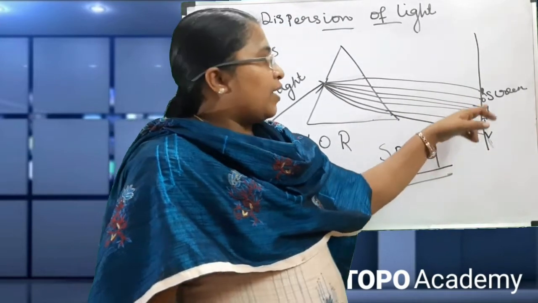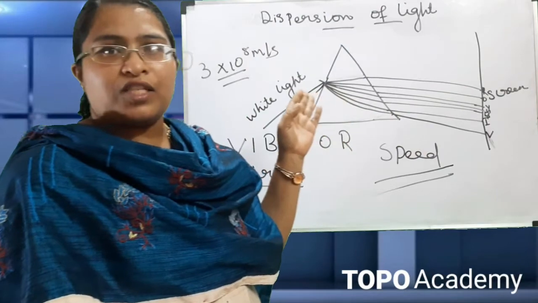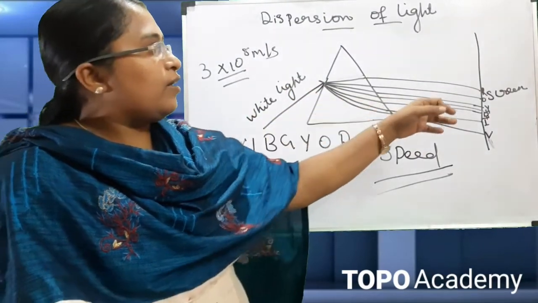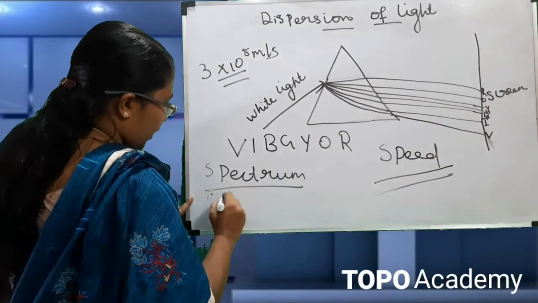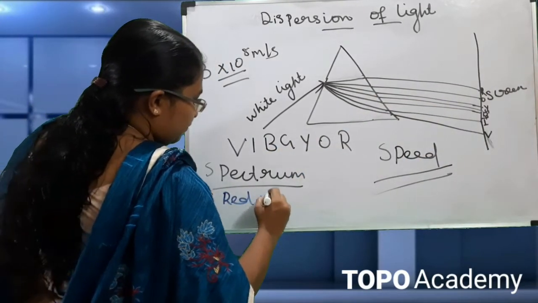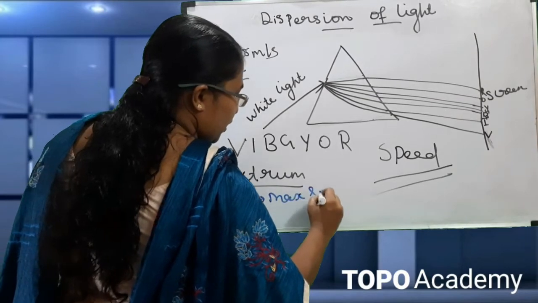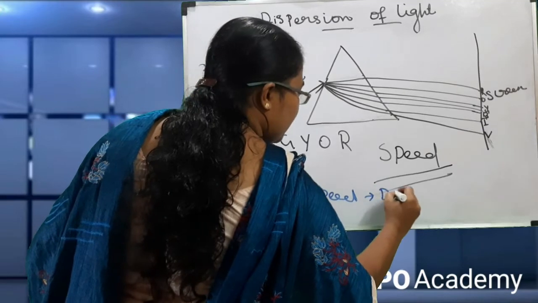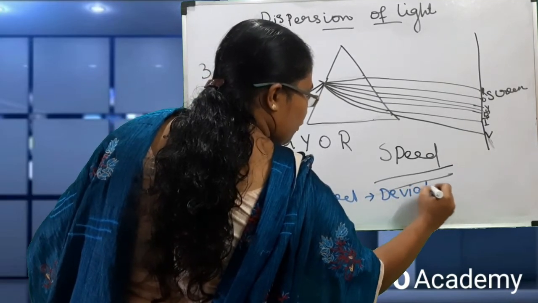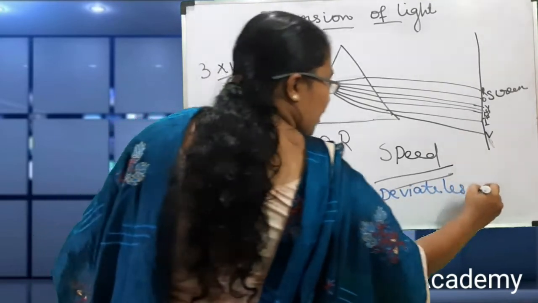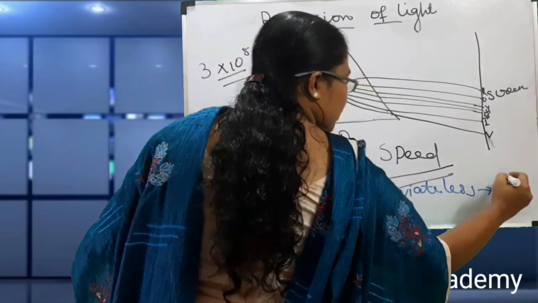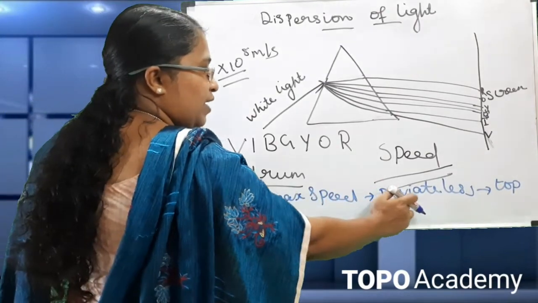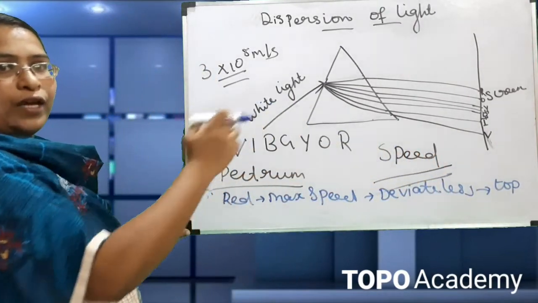What's the reason? The reason is that the speeds of the different colors are different when passing through the glass prism. Here the red has the maximum speed. So it will deviate less. As a result, it is seen on the top part of the spectrum. So the red has the maximum speed, it will deviate less, and so it is at the top of the spectrum.